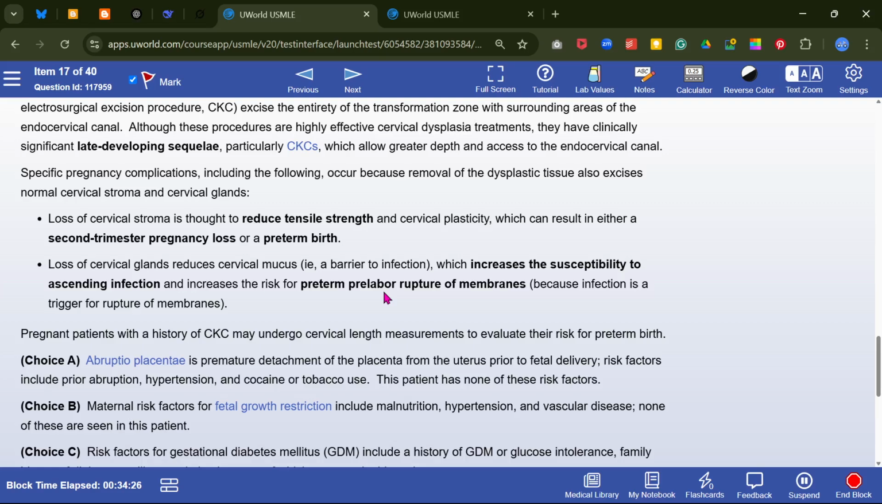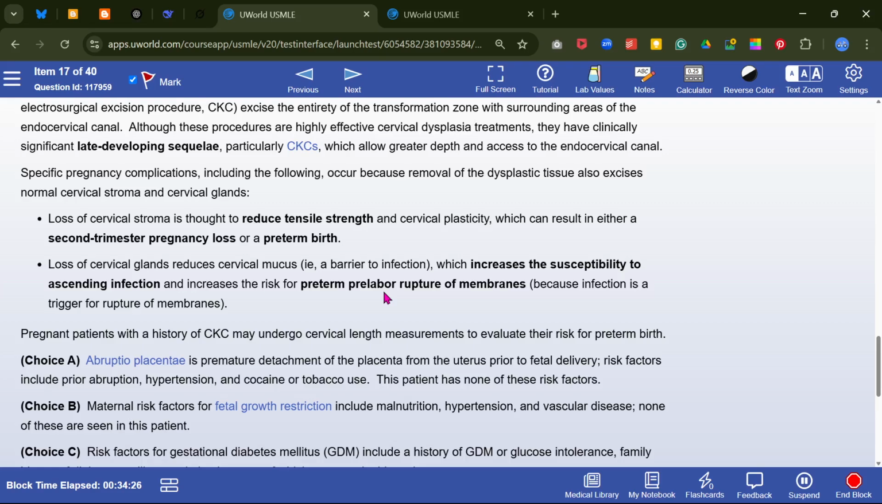Because infection is a trigger for rupture of membranes. Pregnant patients with a history of CKC may undergo cervical length measurement to evaluate their risk for preterm birth.